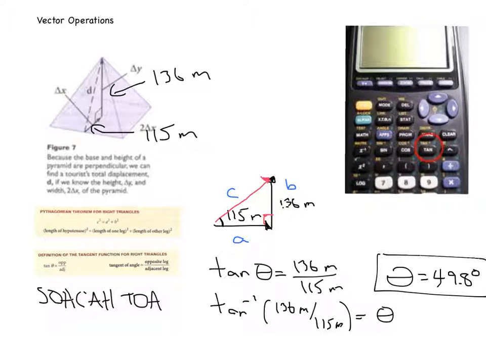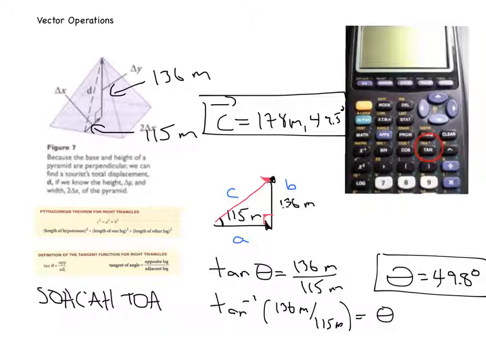Okay, so our final answer would be a vector of, and we don't know the east, west, north, south directions, so I'm just going to label this as 49.8. I'm not going to do the east of west or north of south, just leave it like this. So our final answer would be a vector. So vector C is equal to 178 meters at 49.8 degrees. Okay, so this is our final answer for that vector.